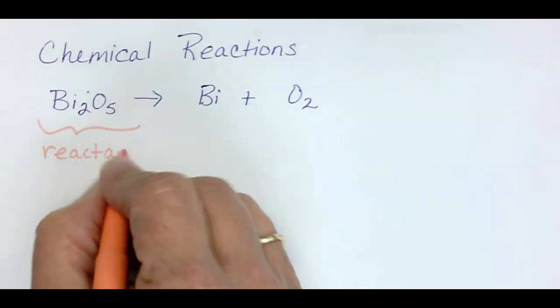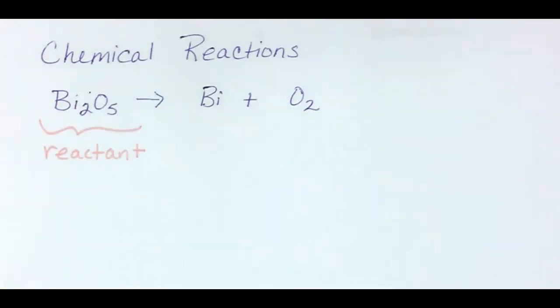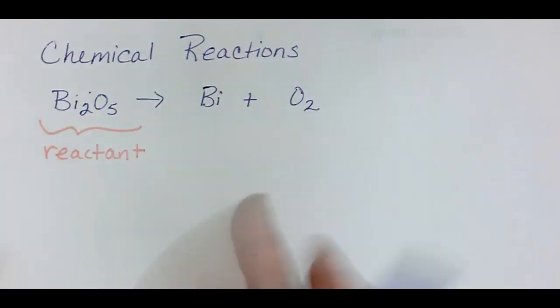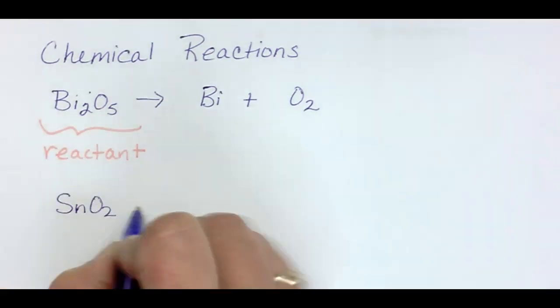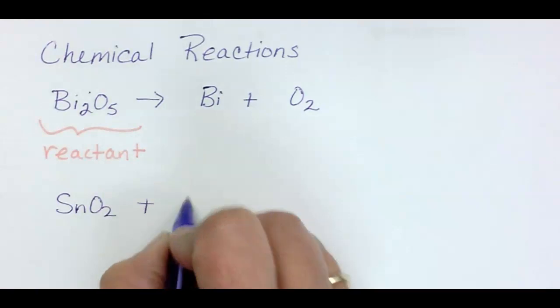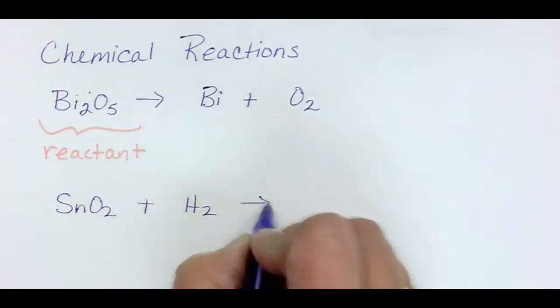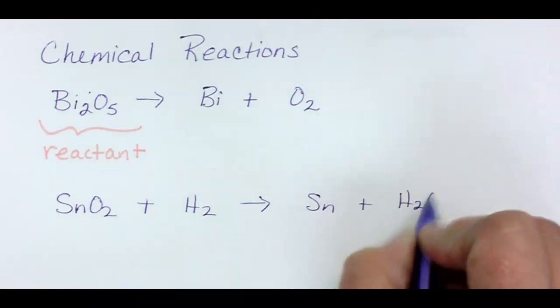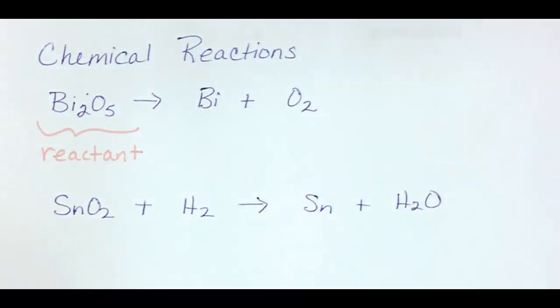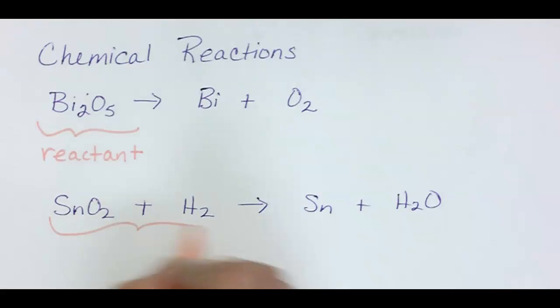Now, in this case, we only have one reactant, but it could be that I have something like this, SnO2 plus H2 yields Sn plus H2O. So it's possible that we have two reactants, okay? And it's possible you could have more, but most of ours are either going to have one or two. So these are called the reactants, okay?